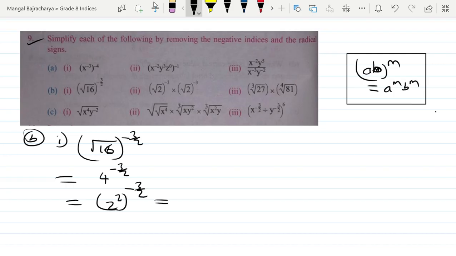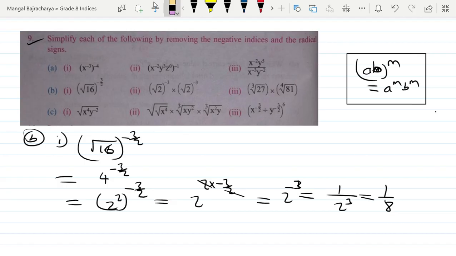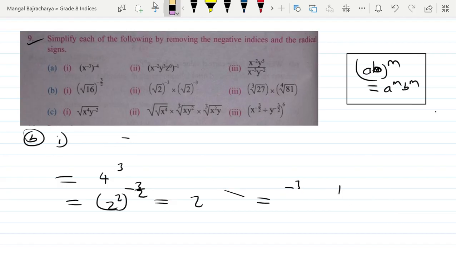Now it's turning power of the power. So 2 into minus 3 by 2 you have to do, then you get the 2 canceled, so you get 2 power minus 3, and then there is a negative power, so we remove it by bringing down. So it's 1 by 2 cube, that is 2 cube is 8. So its answer is 1 by 8. Now I go with number second for this number.